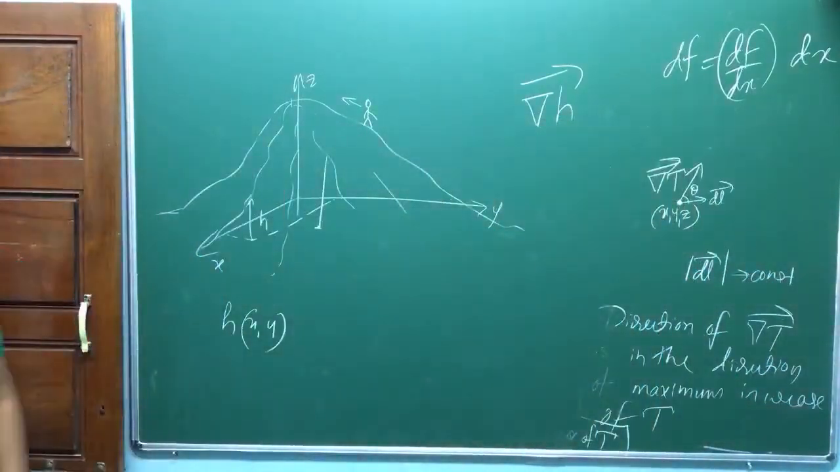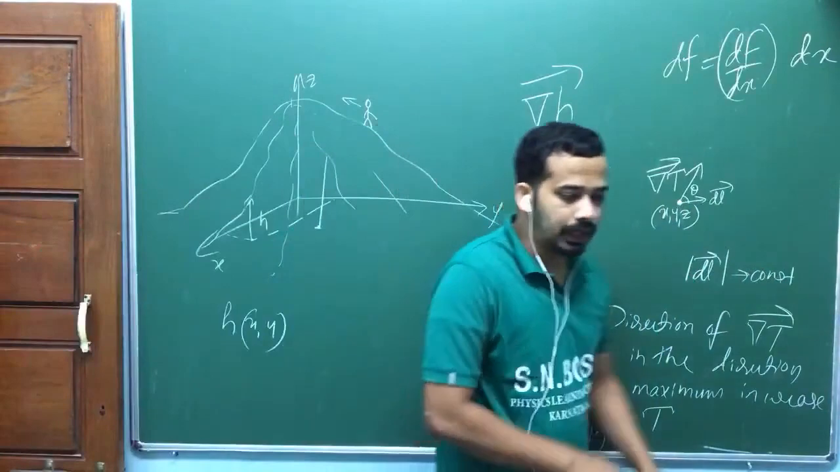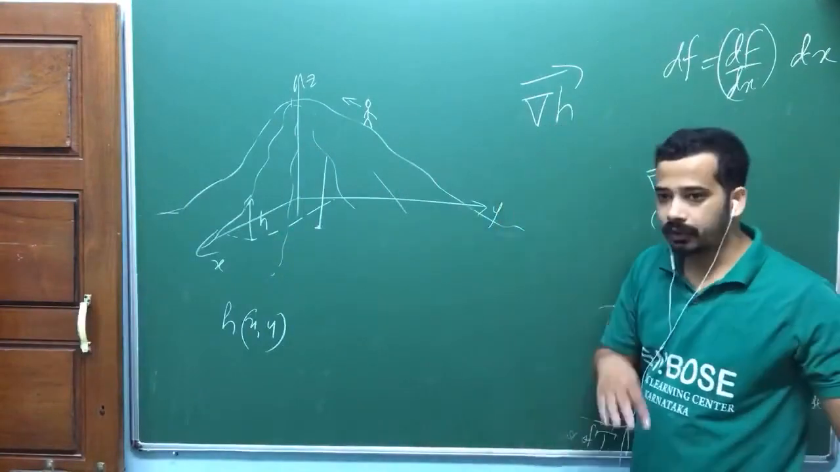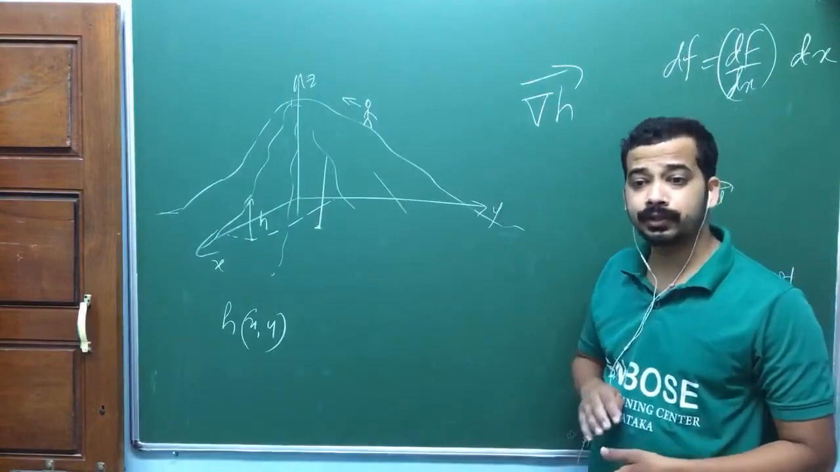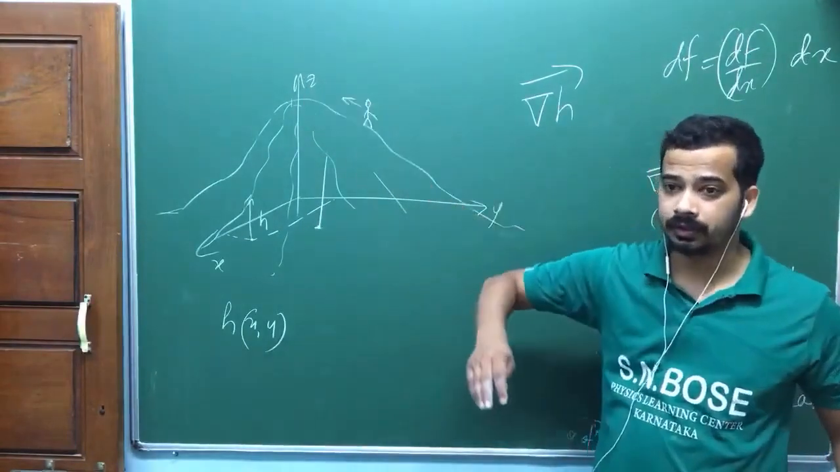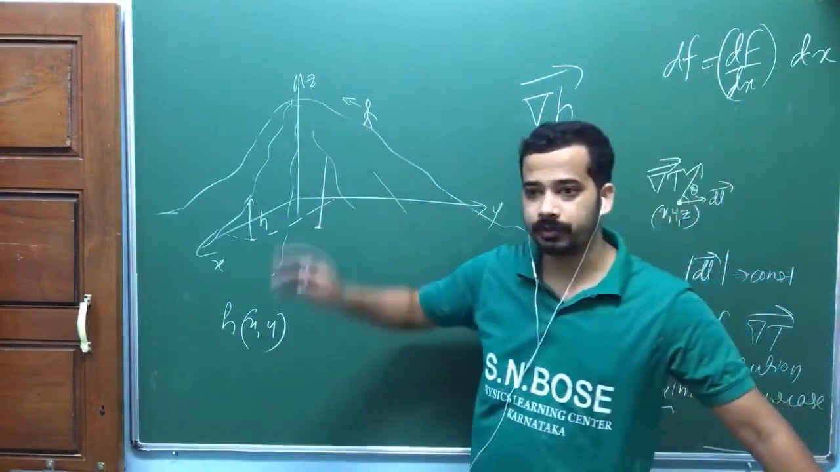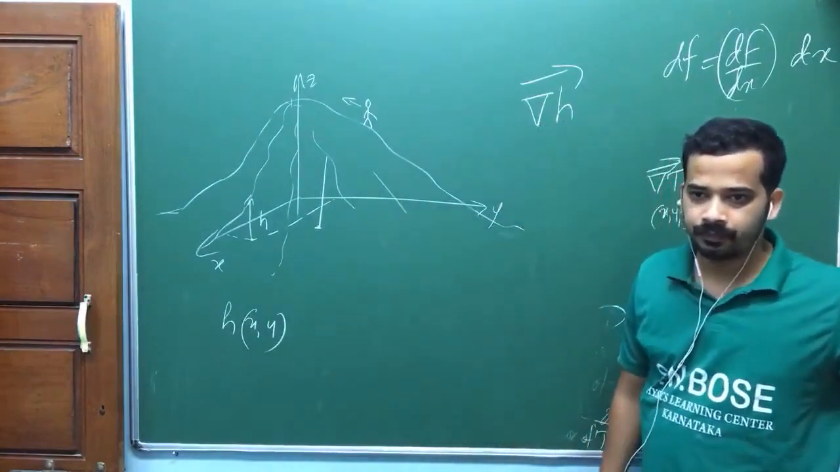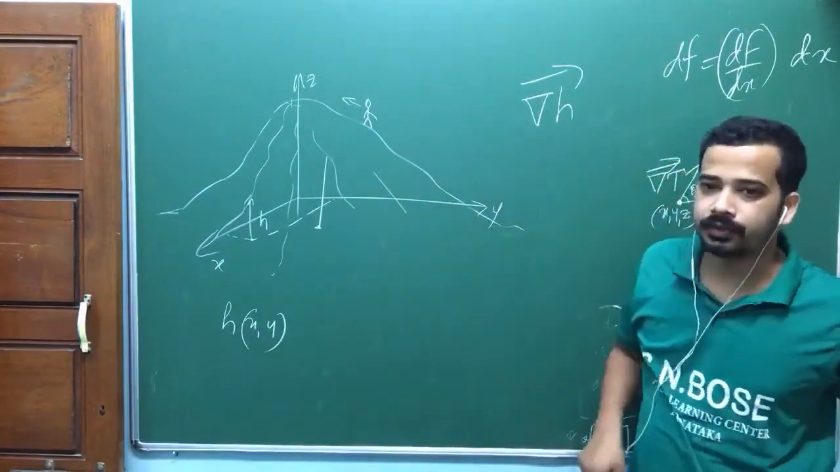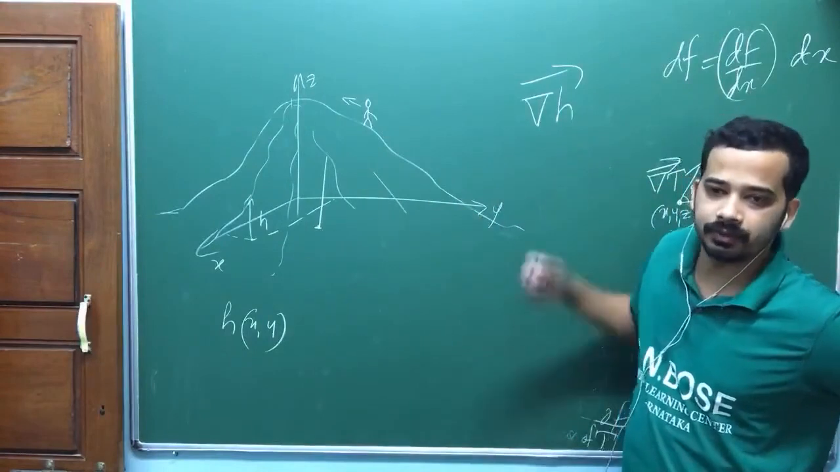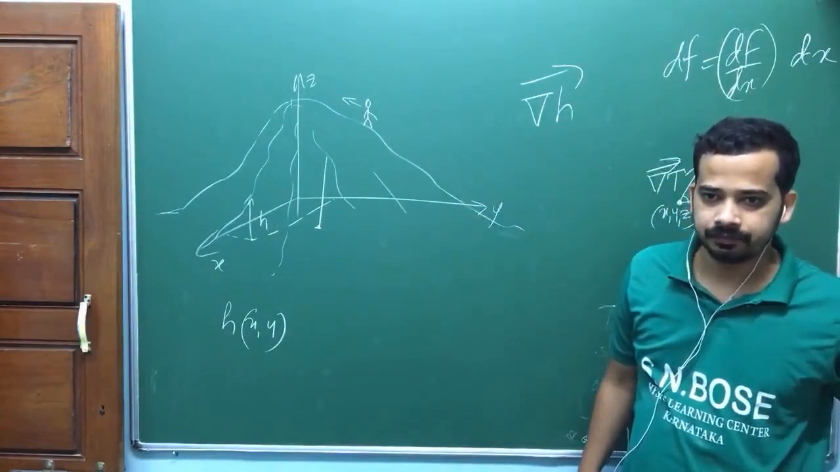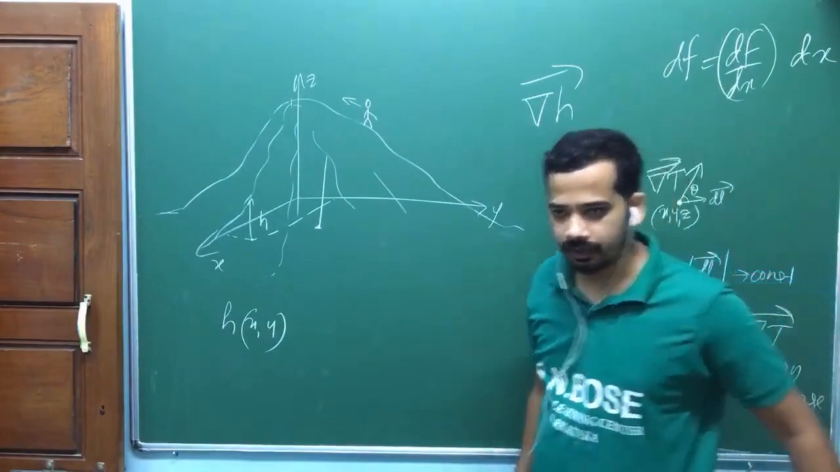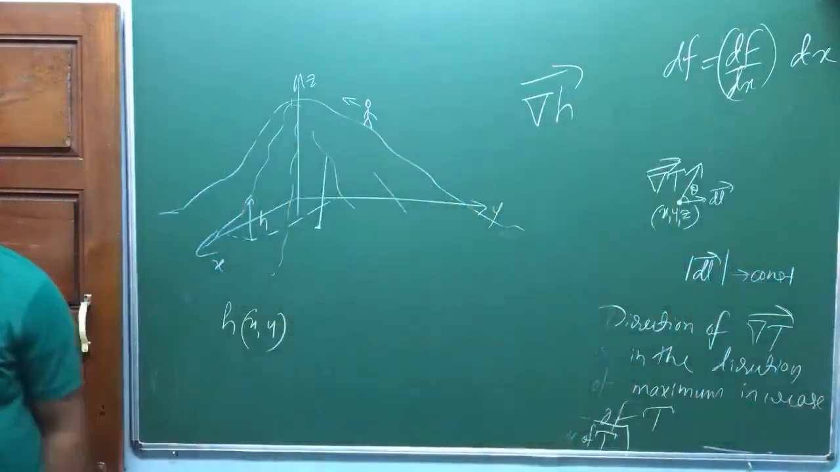Now, if you look around you while doing trekking, there will be some direction where height will increase in the maximum way, isn't it? That is the highest slope, isn't it? The slope of that is the magnitude of this one, and the direction of that is the direction of this one: the gradient of the height function.